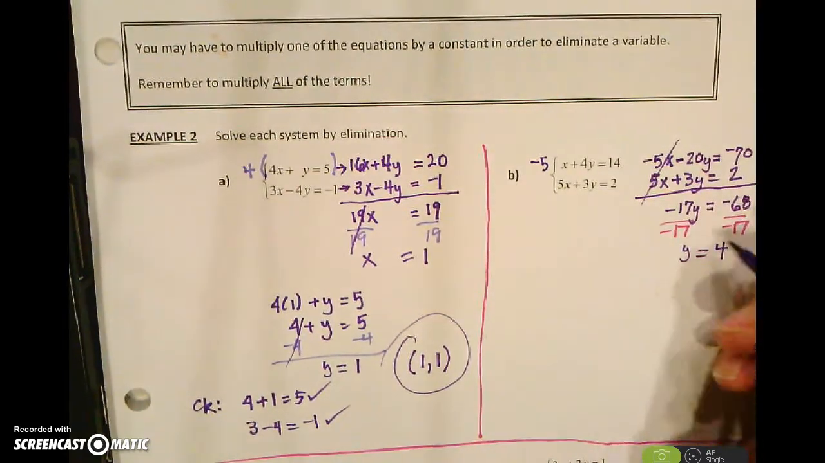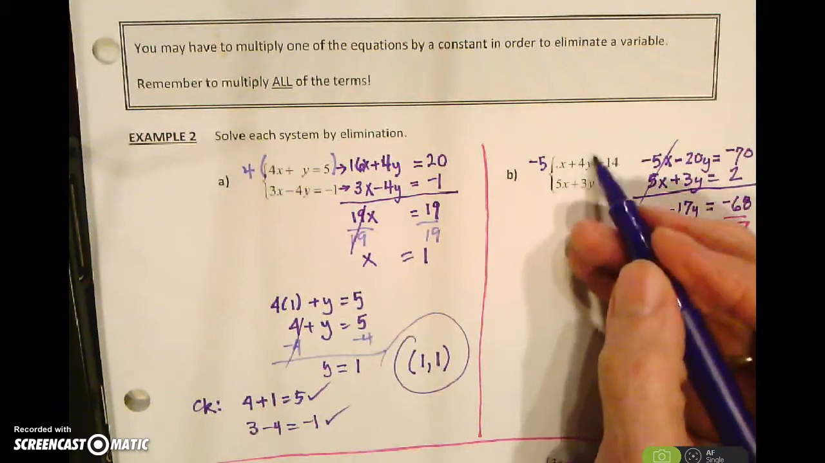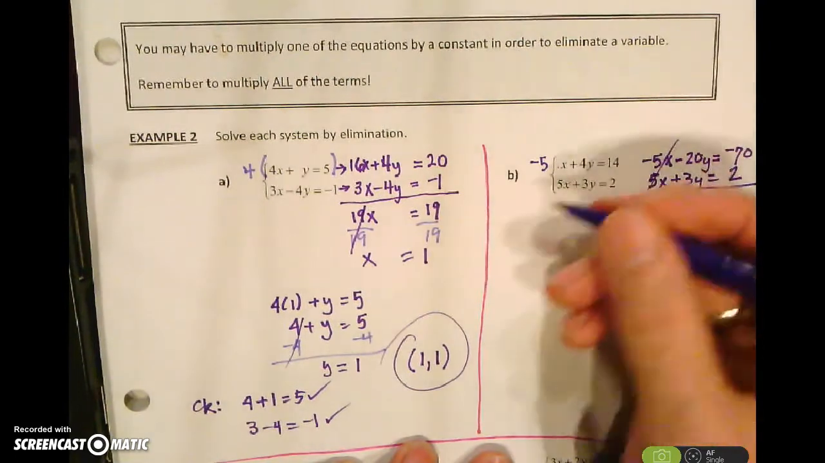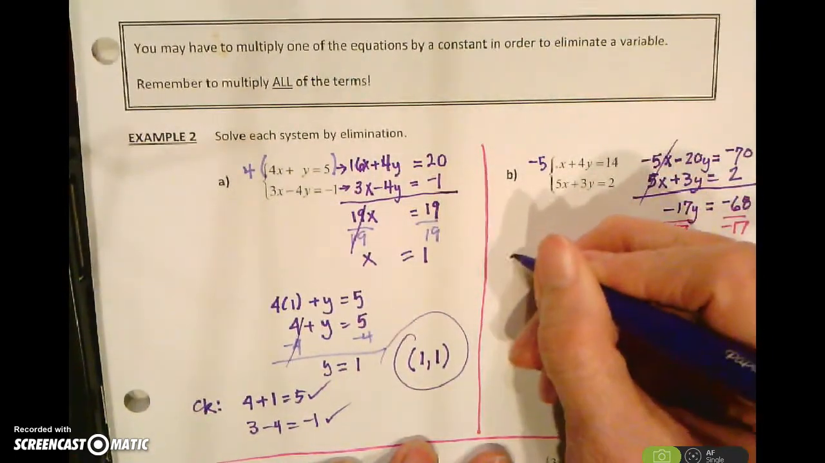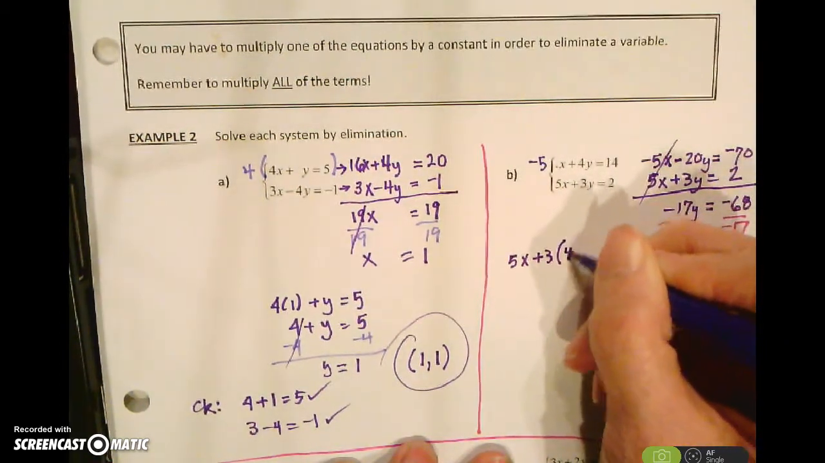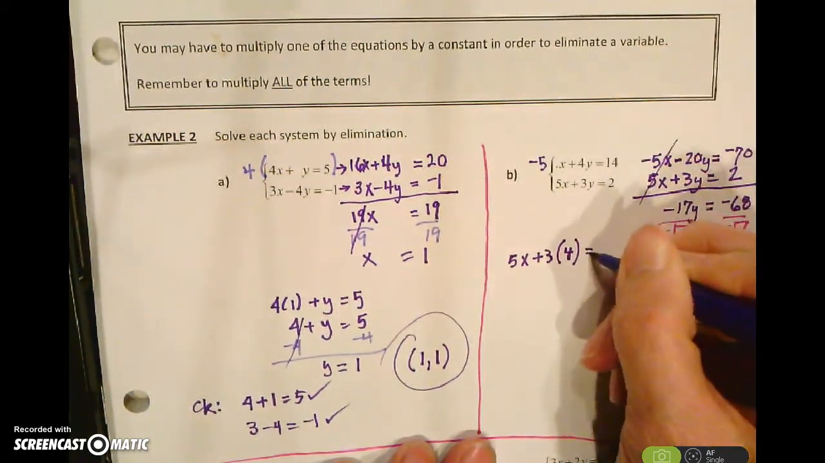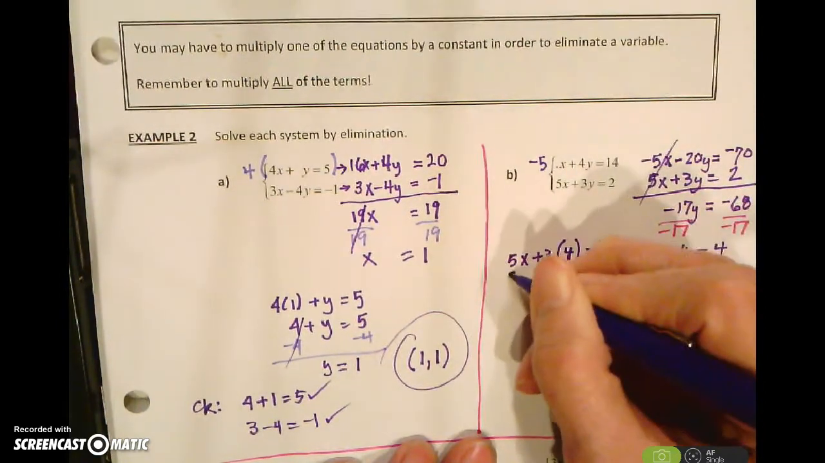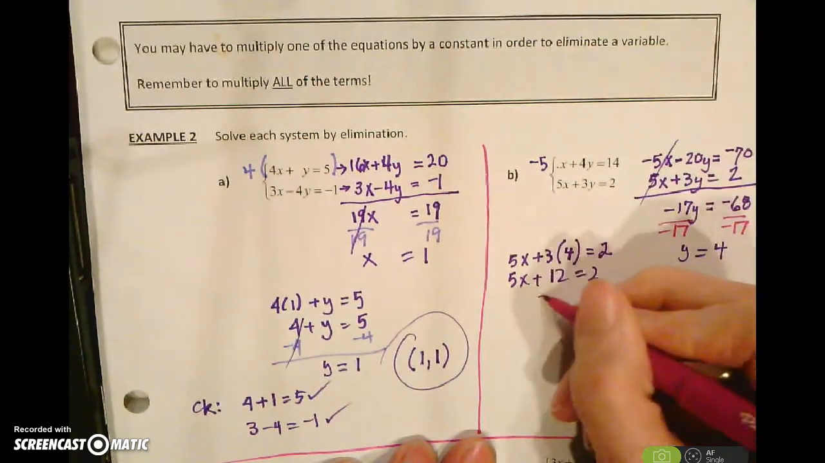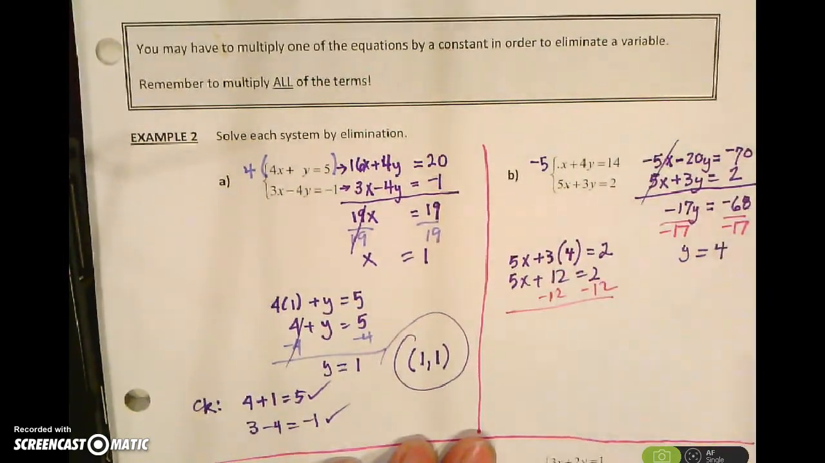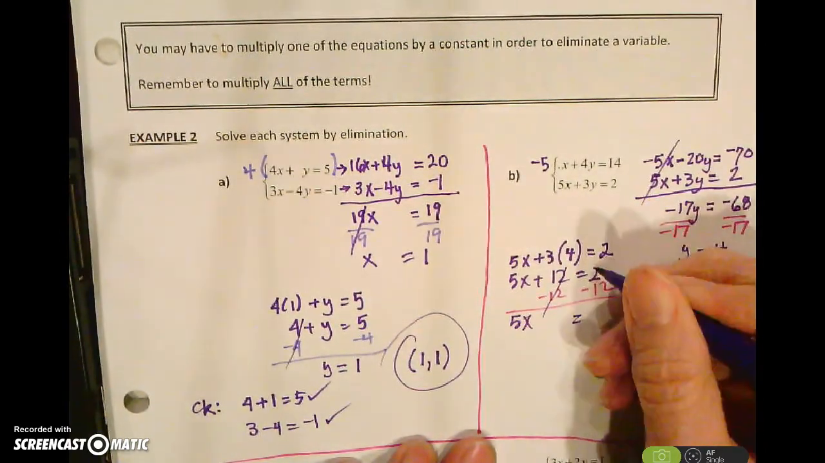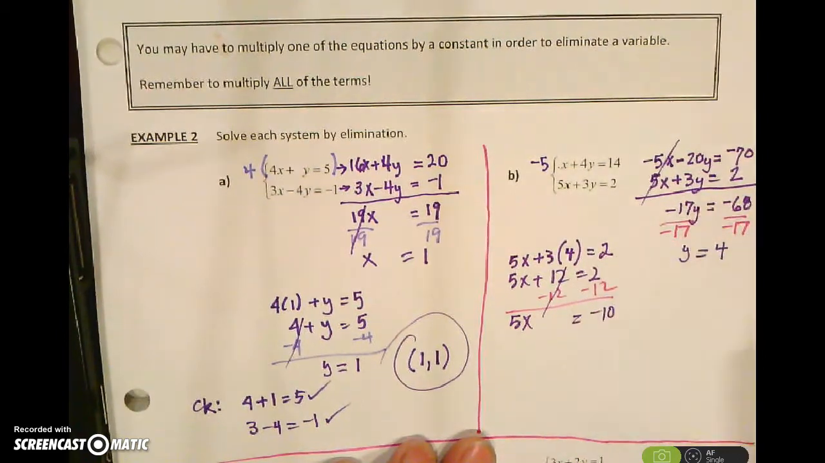So you have to be very careful about your signs when you're doing this. Very careful. So then I'm going to take my 4 and plug it back into one of the original ones. So that's y is 4. Let's plug it into the second one this time. So I'm going to get 5x plus 3, and then y is 4. Make sure you plug it back into the right spot, is equal to 2. So 5x plus 12 is 2. Then we'll subtract 12 from both sides and get 5x is equal to 2 minus 12, which is -10.